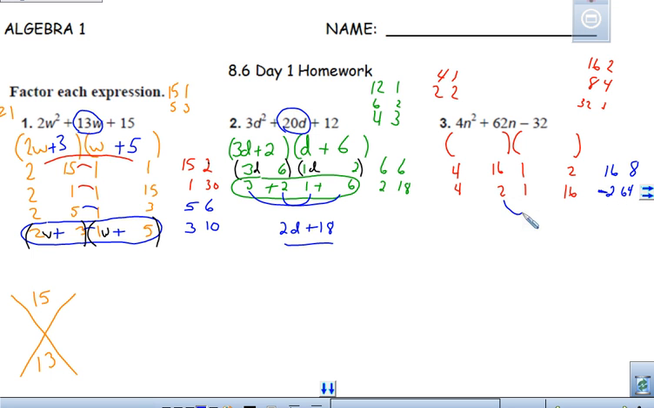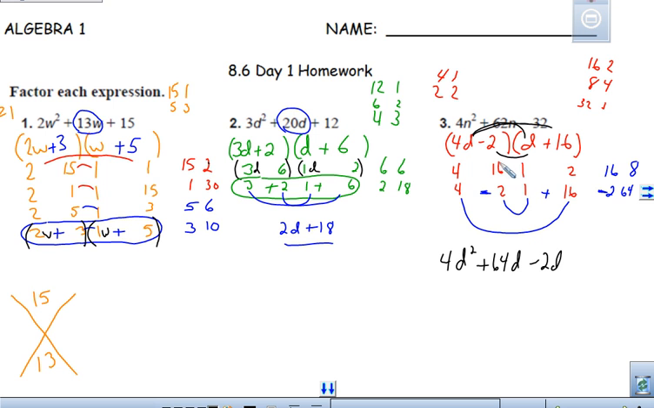So we have to decide, do we put our subtraction sign in the middle or on the outside? If we want a negative 2, the negative is going to go in the front and the plus will go in the back. So let's write down and see what we have. This tells me 4d minus 2d plus 16. Now if I FOIL this out, first is going to give me 4d squared, and I guess I should have written an n in there. Outside is going to give me plus 64d. Insides give me minus 2d, and then my last gives me a negative 32, and that's what we needed to have.